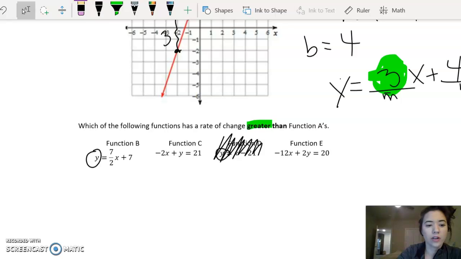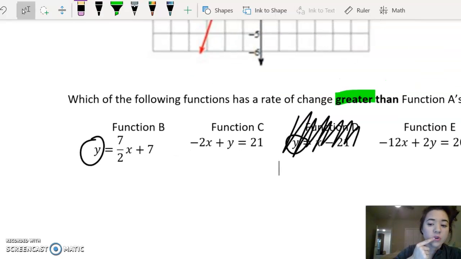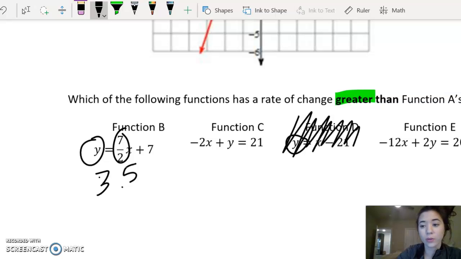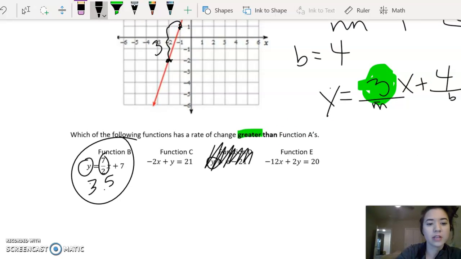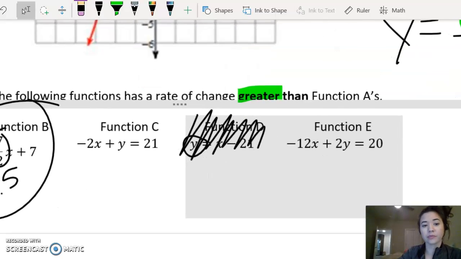Okay. Over here we have 7 divided by 2. What's 7 divided by 2? 3.5. So my slope for this one is 3.5. Is that bigger than 3? Yeah. So function b is for sure 1. Now we have 2 other options here.